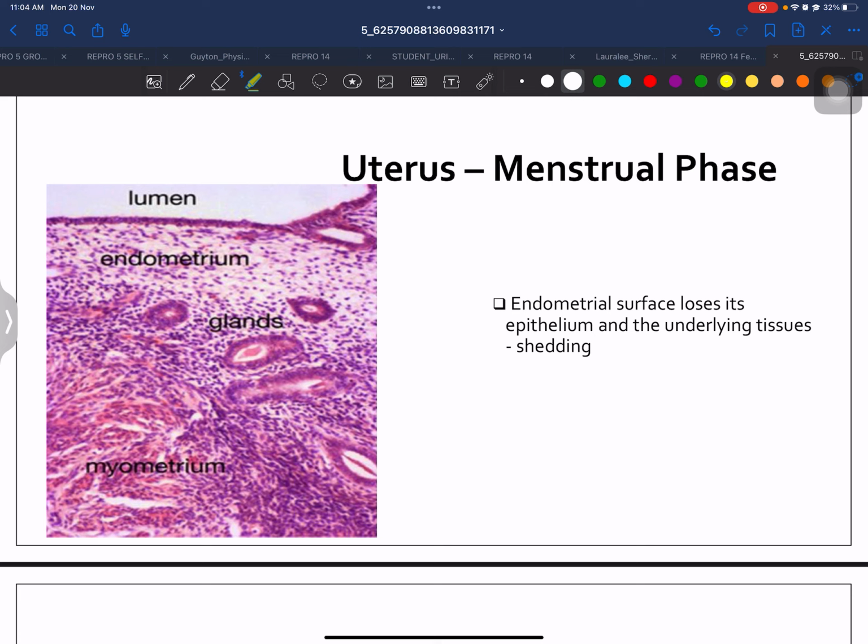The endometrial surface will be lost, with the epithelium and underlying tissue, which are the functional compactum and functional spongiosum. Boleh? So these are the uterus which are in the menstrual phase. Then the cervix. These are the cervix.